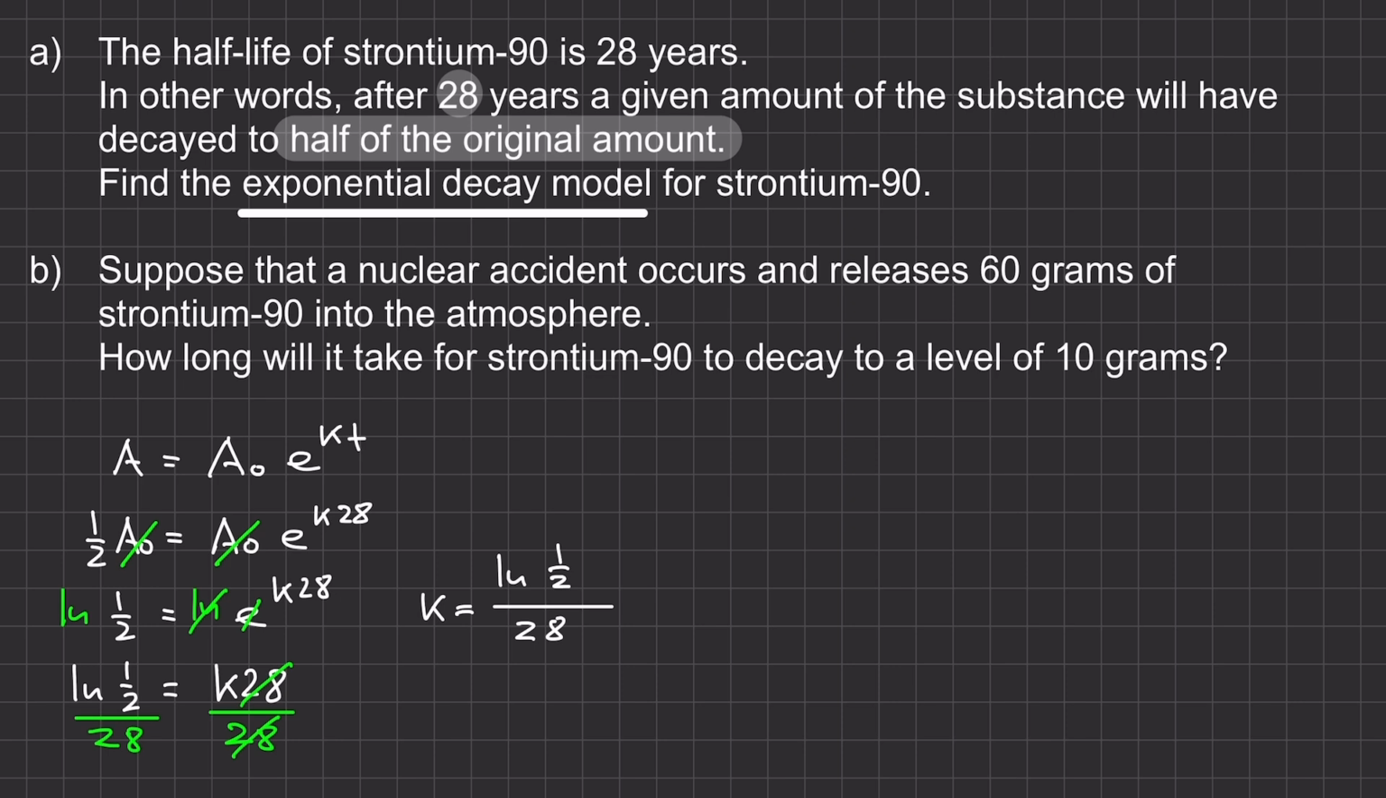Now we are going to plug k into the equation. A equals A0 times e raised to the power of k times t. So we get A equals A0 times e raised to the power of ln of 1/2 over 28 times t, which is the exponential decay model for strontium-90.